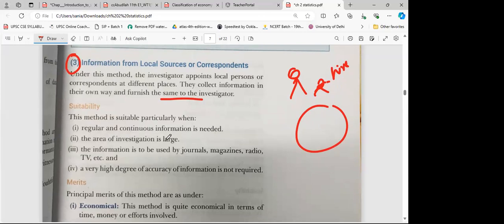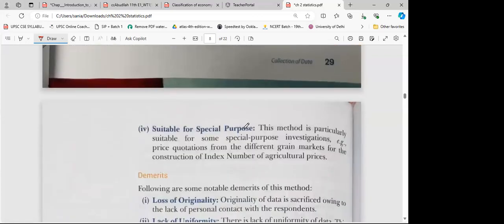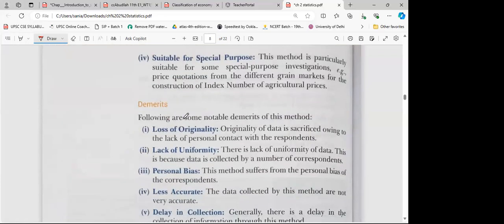Suitability: regular and continuous information is required. Second, the area of investigation is large. The information is used by journal, magazine, radio, TV, etc. A high degree of accuracy of information is not required. Clear? Yes, ma'am. Now, merits: economical, wide coverage, continuity, like you can get the data day by day as well, and suitable for special purposes. For example, I wanted to collect the data on how many girls are there for the function. So for a special purpose I can do it.